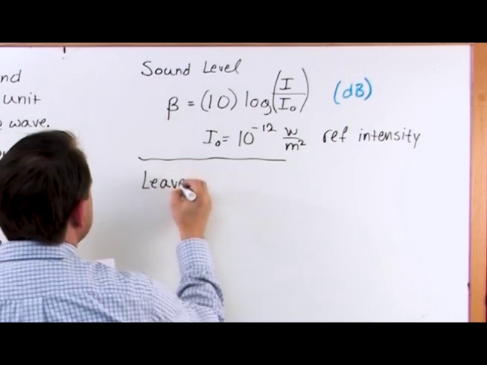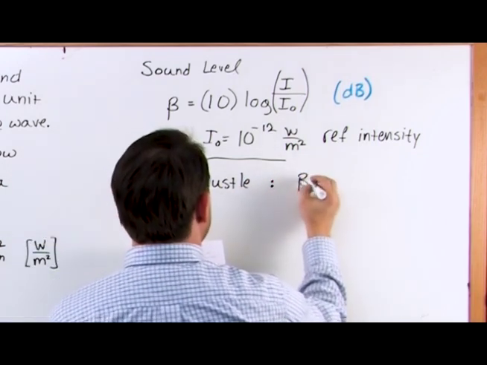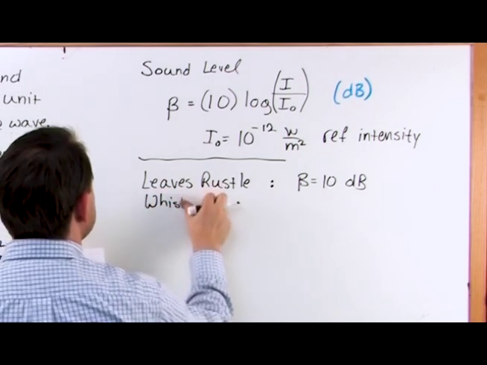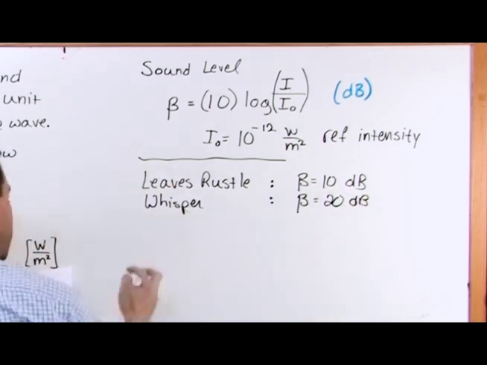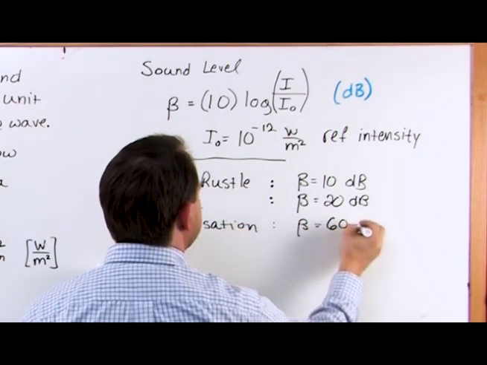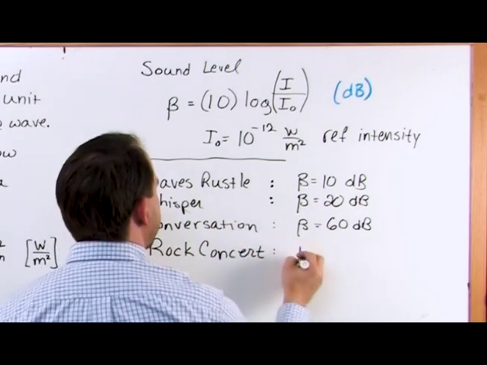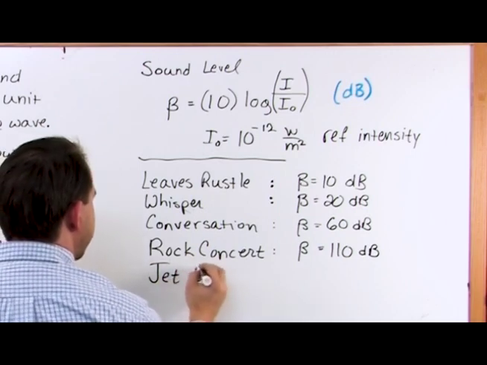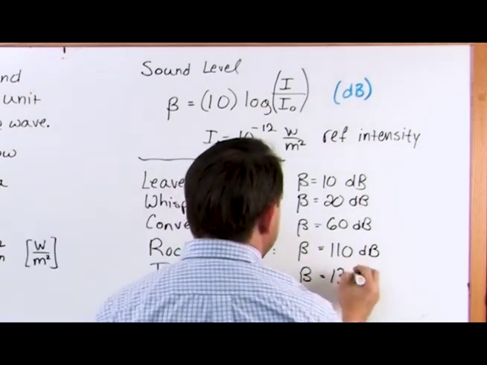If you hear leaves rustling, that's going to be roughly equal to 10 decibels. So a reasonable number, okay? If you're listening to a whisper, that's going to be roughly 20 decibels, or dB you might hear. A regular old conversation might be 60 dB. A rock concert, getting very loud here, might be 110 decibels. And just one more example, a jet engine, something very loud, something that's so loud you can't even hear yourself think, might be 130 dB, right?